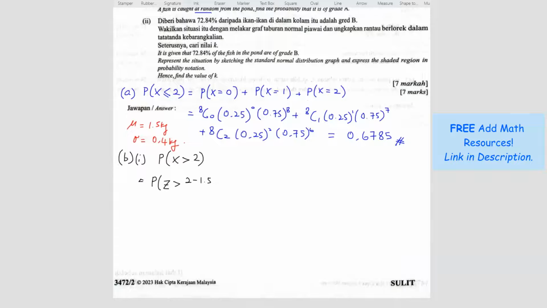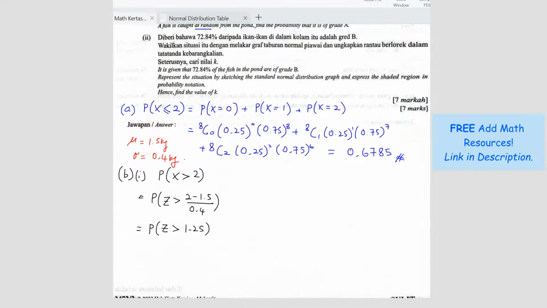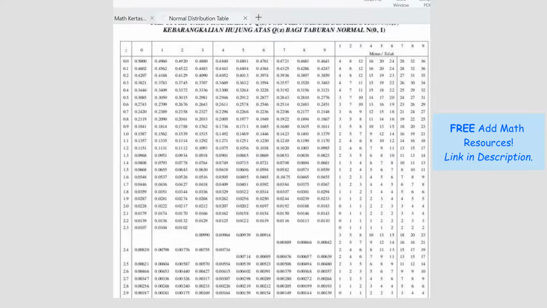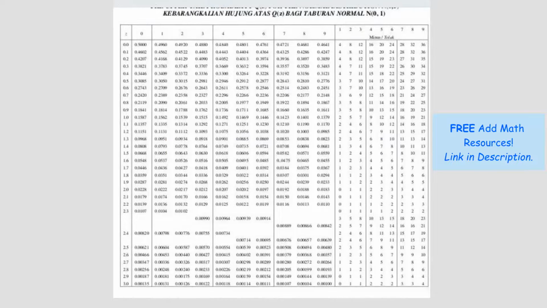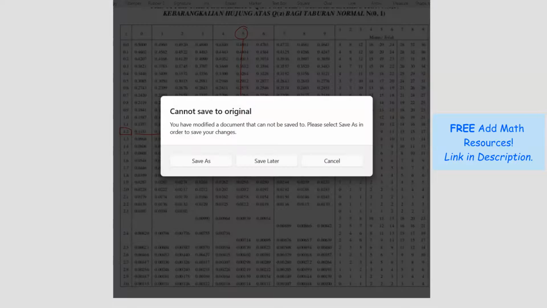So we're going to use all this information. 2 minus 1.5 divided by 0.4. So you will get your answer Z more than 1.25. It's either you use calculator or you can use your table. I'm just going to use the table here because it's quite straightforward. 1.25: 1.2 is here, and then 5 is here. So you go down, go here, there you go, 0.1056.